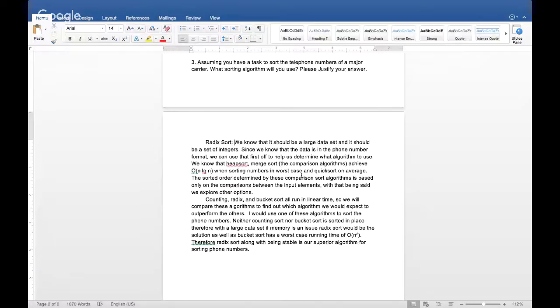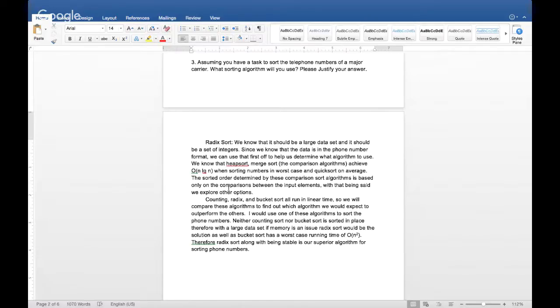First thing I wanted to start with, which may be unnecessary, is that we know that heap sort, merge sort, and the other comparison algorithms, I didn't list them, achieve the lower bound of big O of n log n when sorting numbers in the worst case, and quicksort has that on average. And these comparison algorithms are determined on the comparisons they use, which are determined using the input elements.